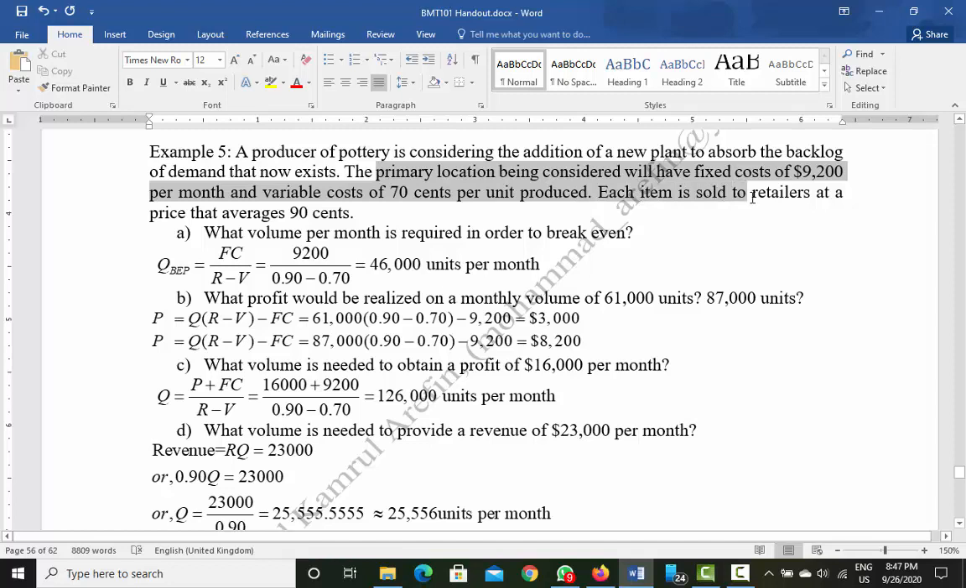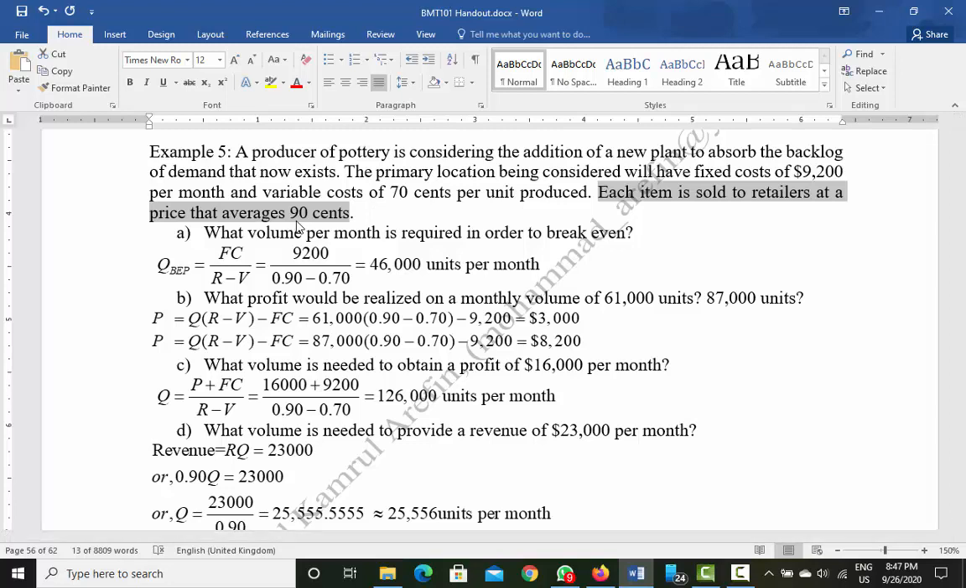So this is variable cost, that is V. Each item is sold to retailers at a price that averages 90 cents. So this is the price per unit, the revenue per unit, that is R.